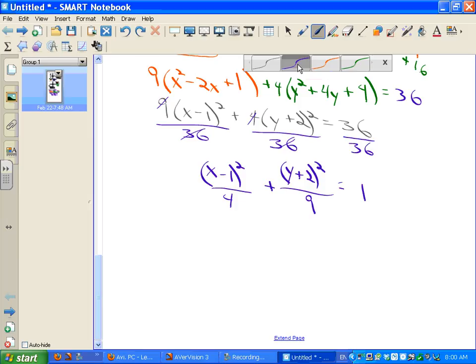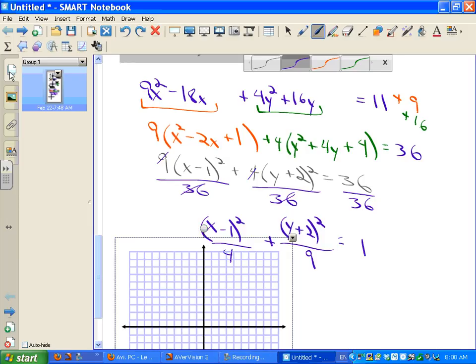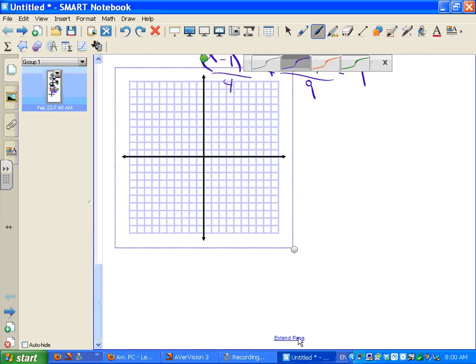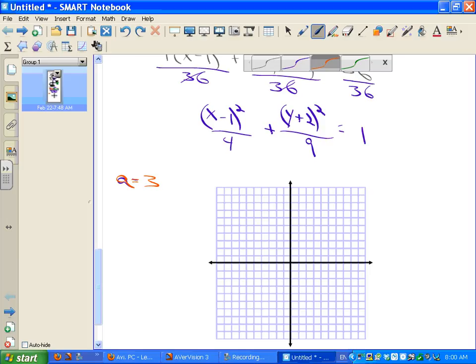Is this an up and down type or a left and right type? Up and down. How do you know? I don't know. I guessed. Okay. All right. So what's A then? 3. A is 3. Good. So what is B? 2. What is my center? 1, -2. 1, -2. Okay, so we could start graphing some of this.